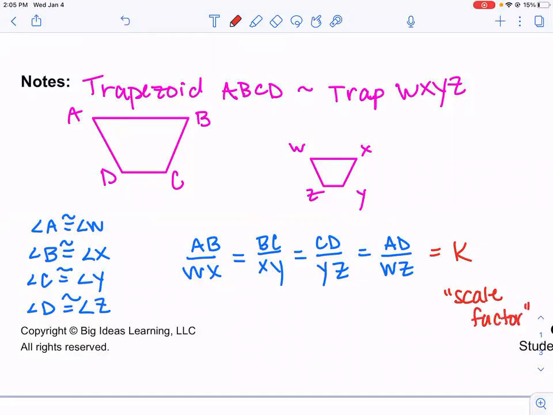Remember the scale factor back in dilations? Oh, so terrible. So terrible. It's going to be okay. Just like.